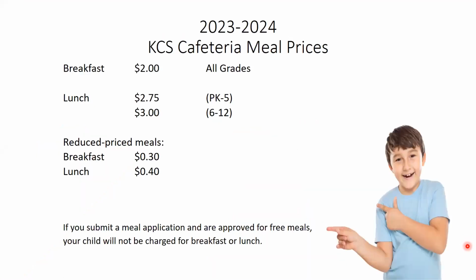For the 23-24 school year, Knox County Schools cafeteria meal prices will be breakfast $2 for all grades, lunch $2.75 pre-K through 5th grade, lunch $3 6th grade through 12th grade. If you submit a meal application and you qualify for reduced price meals, breakfast will be 30 cents a day, lunch will be 40 cents a day. If you submit a meal application and are approved for free meals, your child will not be charged for breakfast or lunch for the 23-24 school year.